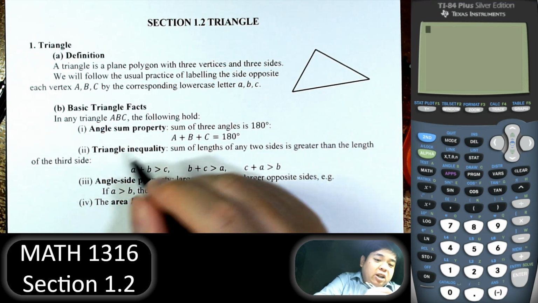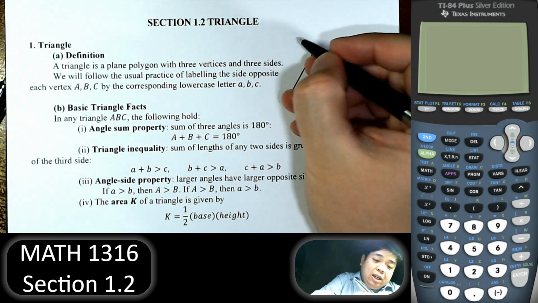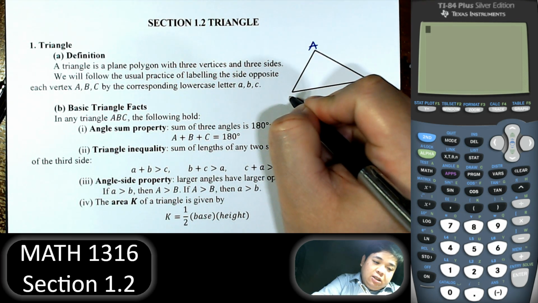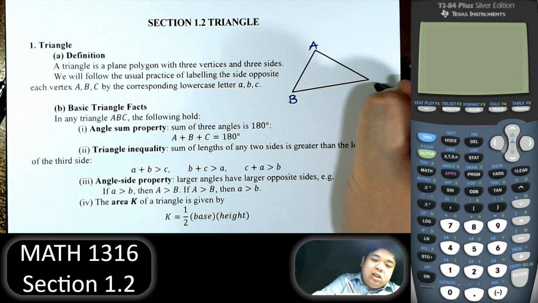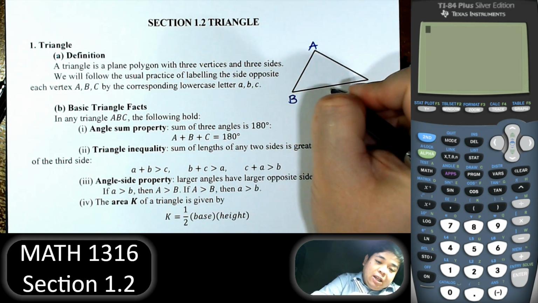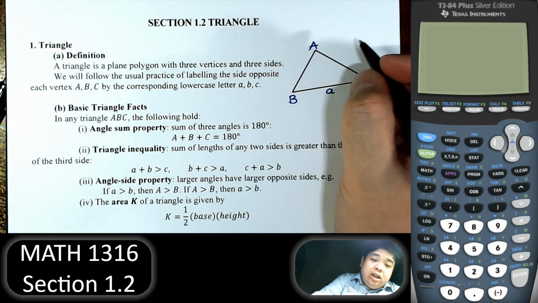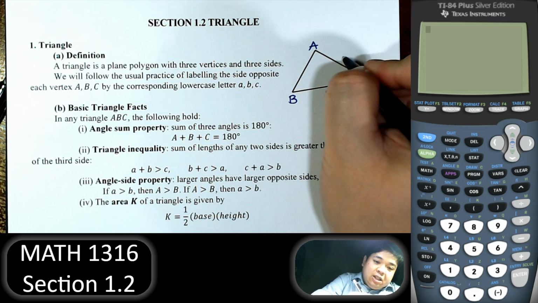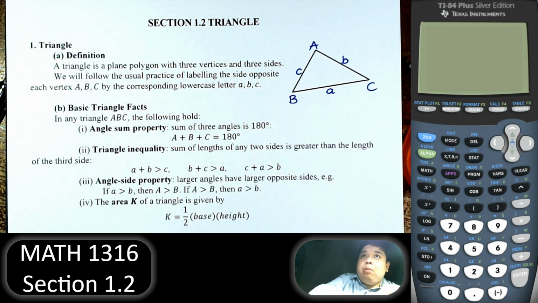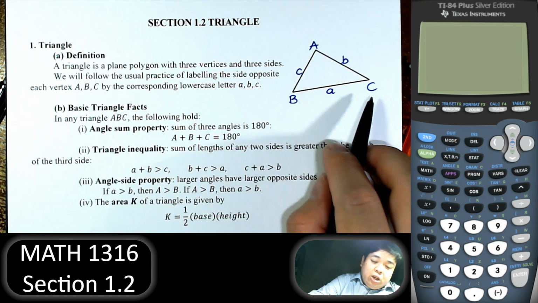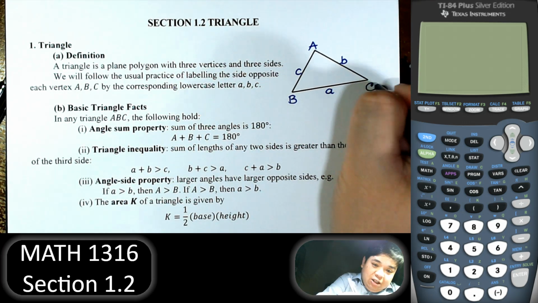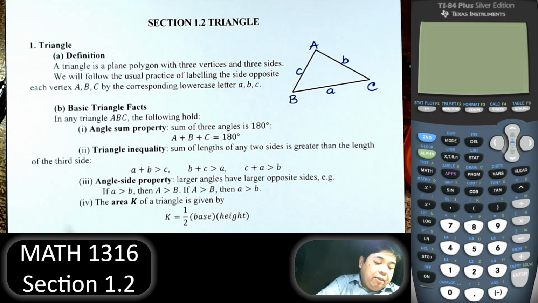By normal convention, it doesn't matter where we label A, B, C, but if we use the capital letters clockwise or counterclockwise, it doesn't matter. But opposite to the angle A is the side little a. Opposite to angle B is the side little b. And same thing for little c, opposite to angle C. If we want to distinguish the big C and the little c, later on we have a little hook like that.